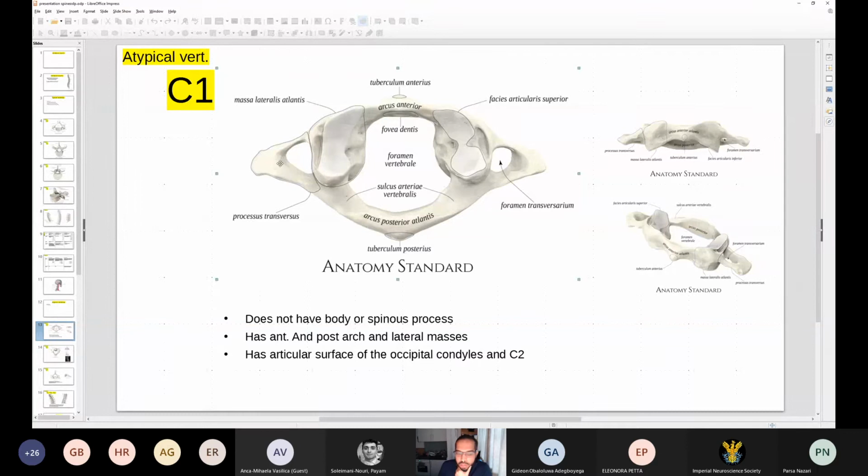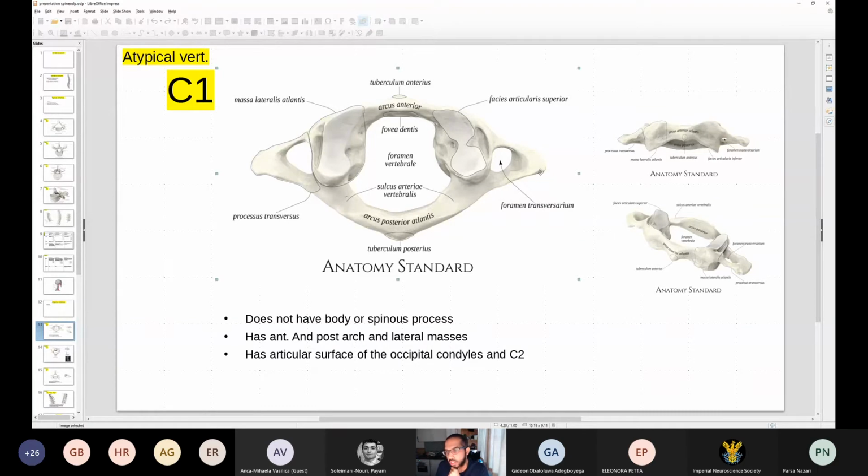Another thing that's special to the atlas is that the articulation is different because it's articulating with the occipital bone of the skull and not another vertebra. So it has an articular facet or articular surface for the occipital condyle of the occiput.